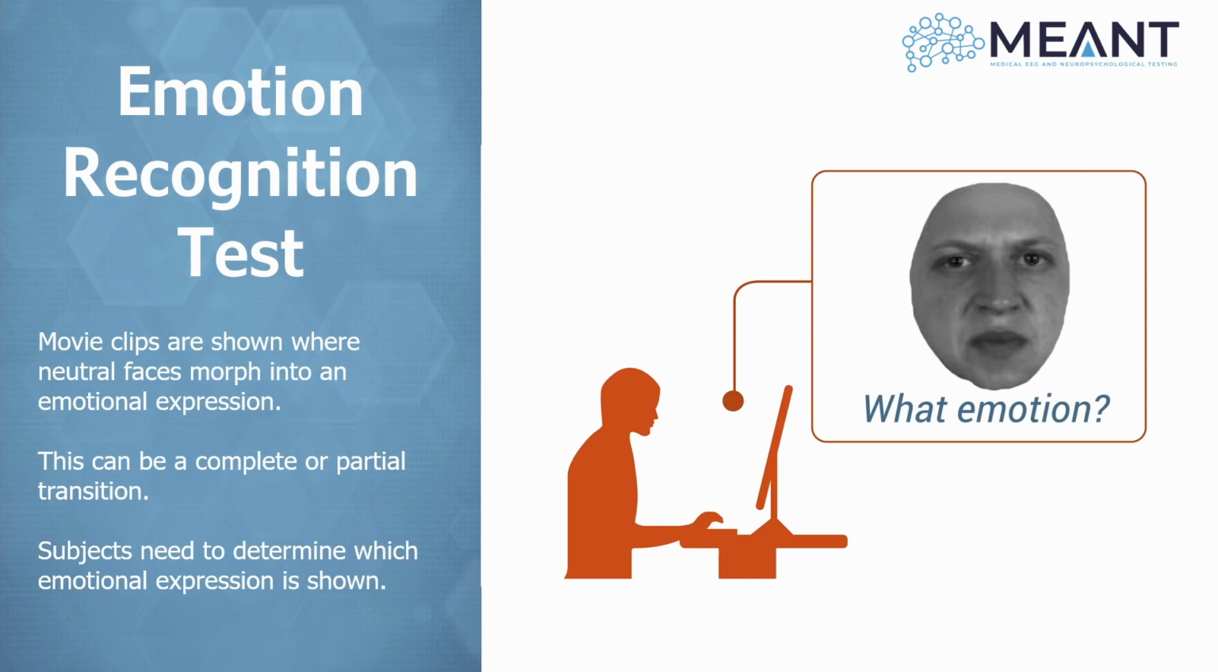Research shows that performance on the emotion recognition test is impaired in autism spectrum disorder and in patients with ventromedial frontal lobe lesions. Patients suffering from a post-traumatic stress disorder, bipolar disorder, or psychotic disorders have also been shown to have altered recognition performance on specific subsets of facial expressions. Let's watch the emotion recognition test in action.